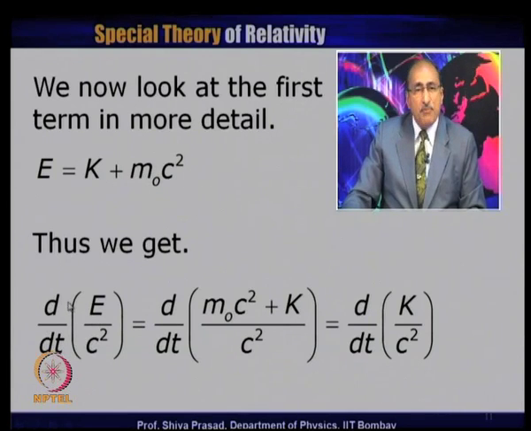So, if I just look at this time derivative of E upon c square, I can write this as the time derivative of m naught c square plus K, just substituting for E: K plus m naught c square, divided by c square. Of course, the first term would give me d/dt of m naught, and m naught is the rest mass of the particle, which is not expected to change as a function of time. Therefore, this particular derivative will give me 0. Therefore, this term can be simply written as d/dt of K upon c square, which is what I have written here. So, d/dt of E by c square can also be written as d/dt of K upon c square, because E and K differ only by the rest mass energy, and rest mass energy does not change as a function of time.